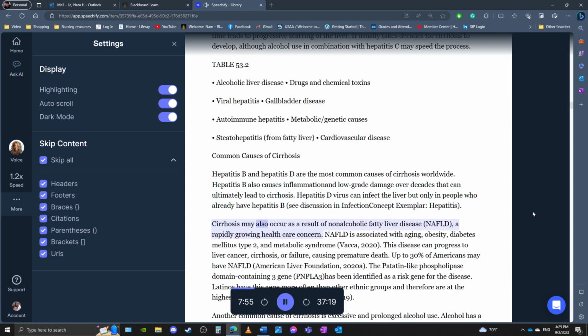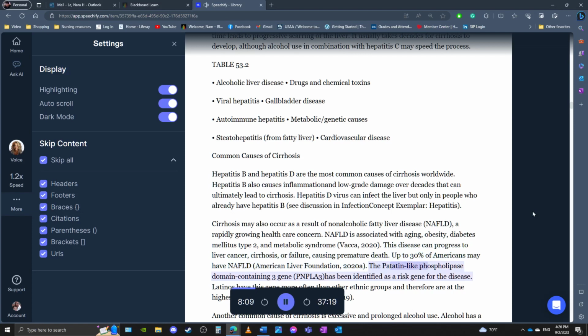Cirrhosis may also occur as a result of non-alcoholic fatty liver disease, a rapidly growing healthcare concern. NAFLD is associated with aging, obesity, diabetes mellitus type 2, and metabolic syndrome. This disease can progress to liver cancer, cirrhosis, or failure, causing premature death. Up to 30% of Americans may have NAFLD.